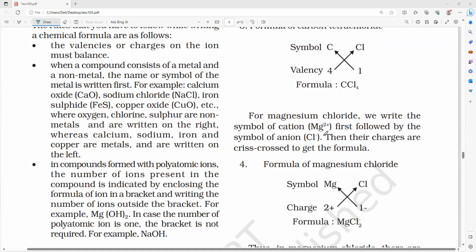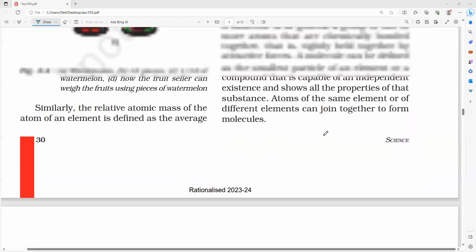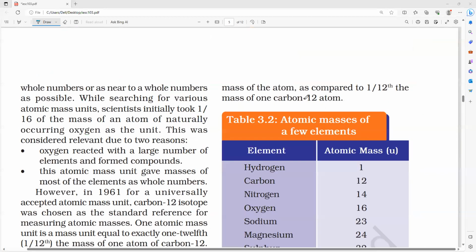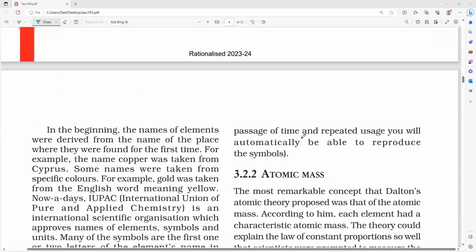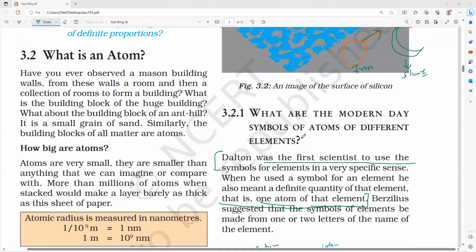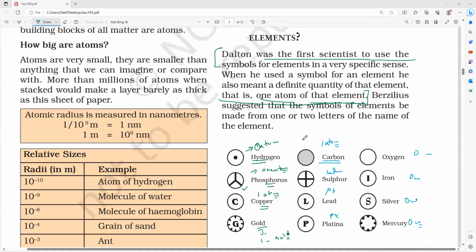The symbols which Mr. Dalton used are not easy to remember and not convenient. It is inconvenient to represent. That is why the system could not gain popularity. But a new system of representation was suggested by one of the scientists in this paragraph only. Let me see who will find it. Anybody? What is the scientist's name? Berzelius. Berzelius.